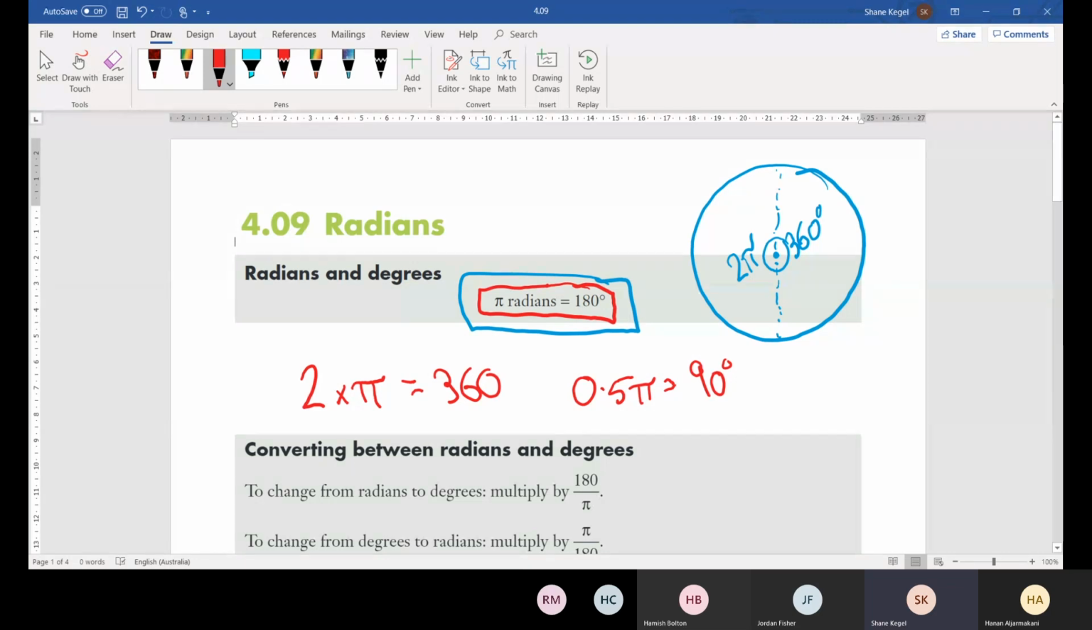So the key thing to remember is this fact. This fact will help you in some harder questions: that a circle is the same as 2 pi, and 1 pi radian is the same as 180.